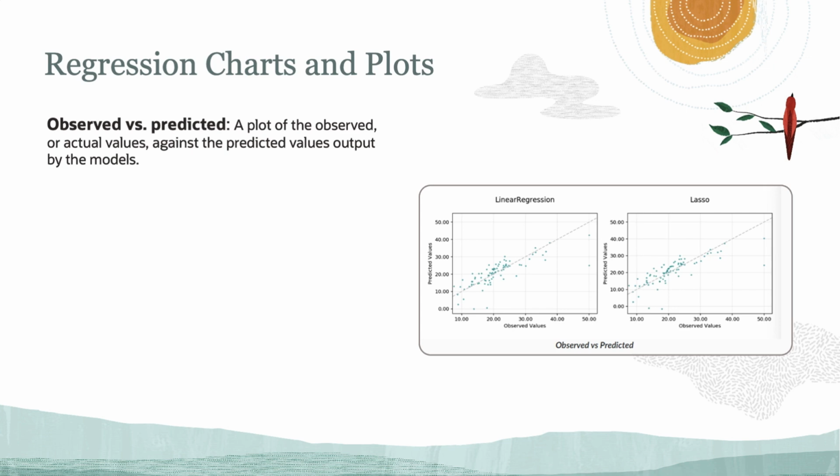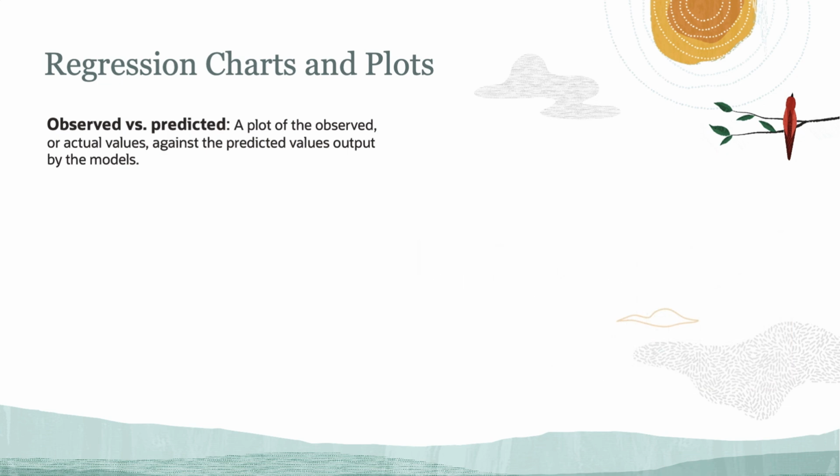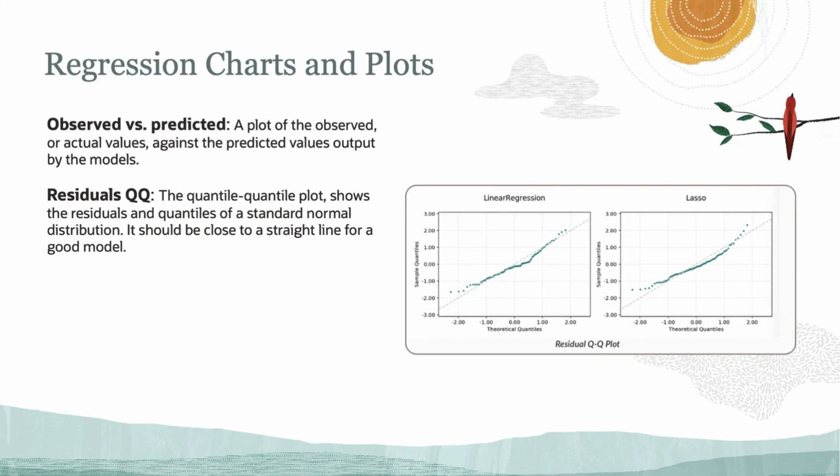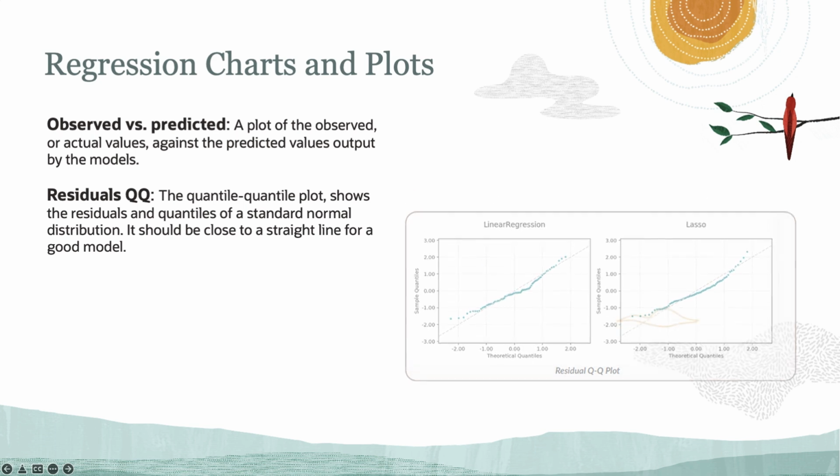So we have basically four types of regression charts here. You can see the observed versus predicted, so basically a plot of observed or actual values against the predicted values. Again, we have the residuals QQ plot. So it's a quantile plot. It shows the residuals and quantiles of a standard normal distribution. You can see that it should be close to a straight line for a good model. So these are some of the benchmarks.